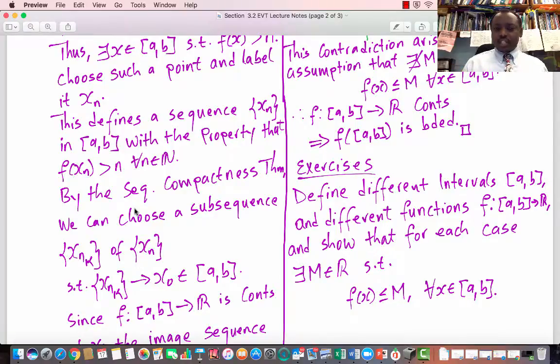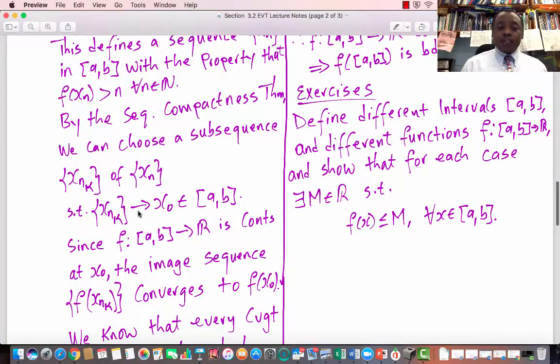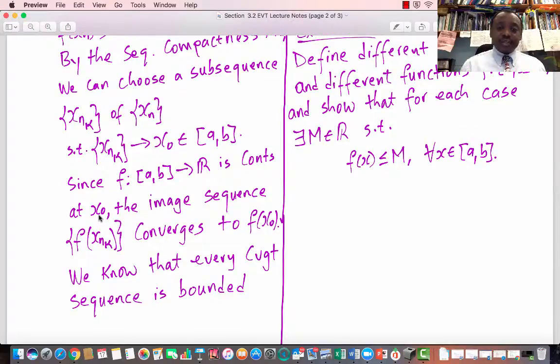Now we go back to the sequential compactness theorem. Every sequence in a closed bounded interval has a subsequence that converges to a point in that interval. So, by the sequential compactness theorem, we can select a subsequence x_{n_k} of our sequence x_n such that x_{n_k} converges to x_0, which is a point in the closed bounded interval [a, b]. But f is continuous on [a, b]. That means f is continuous at the point x_0. But what does that mean by our definition of continuity? Since x_{n_k} converges to x_0, f continuous at x_0 means that f of x_{n_k} must converge to f of x_0.